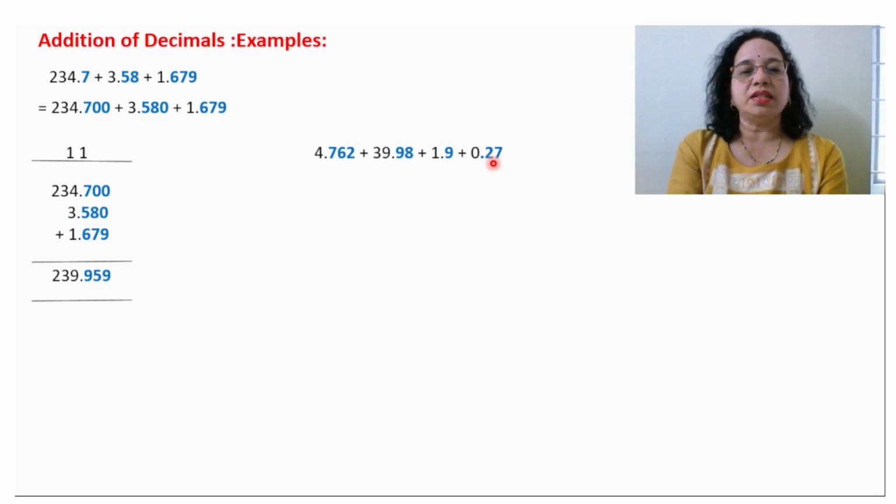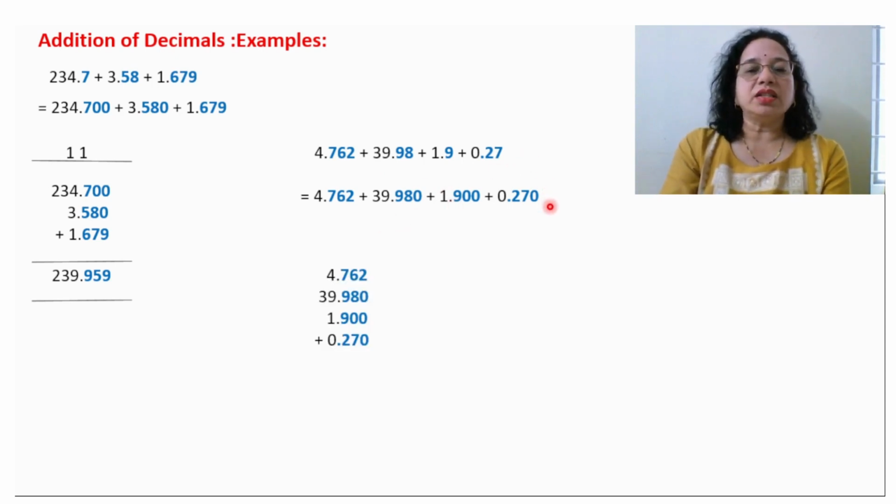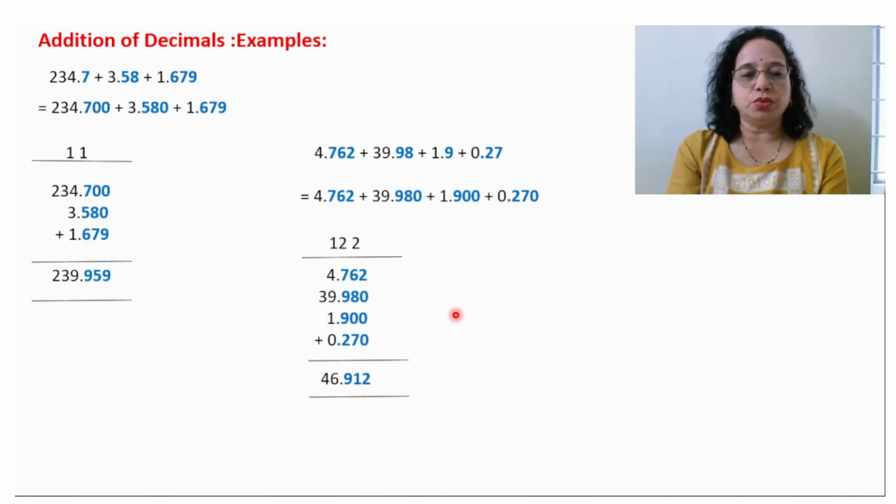Take one more example. 3 decimal places, 2 decimal places, 1 decimal place, 2 decimal places. These are unlike decimals. The greatest number of decimal places is 3. So we will convert into like decimals by adding zeros to get 3 decimal places. So I have converted these unlike decimals into like decimals. Now arrange this in a vertical form. Make sure your decimal comes below decimal. Now since addition is there, everybody knows addition, add the numbers. Your answer will be 46.912.